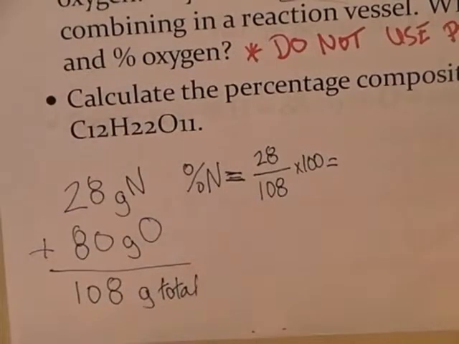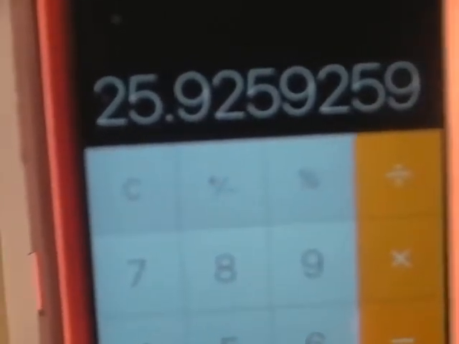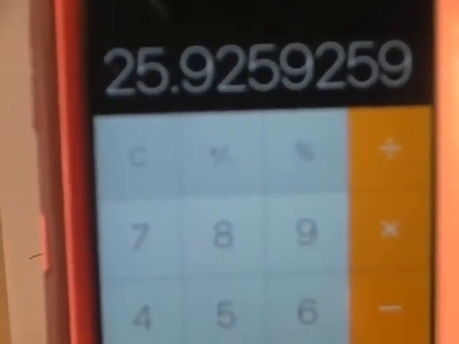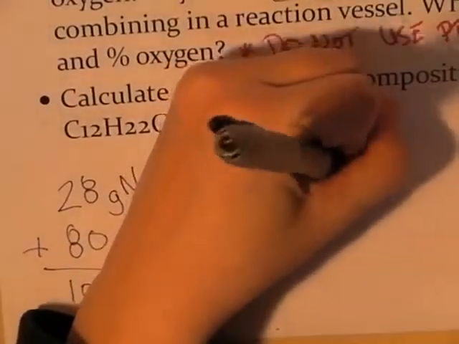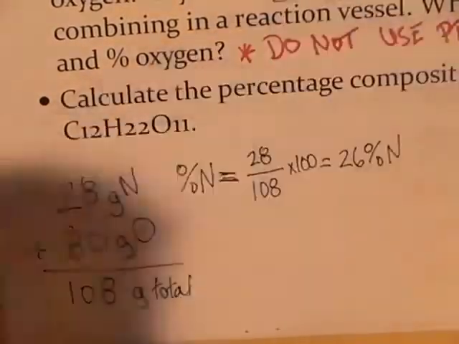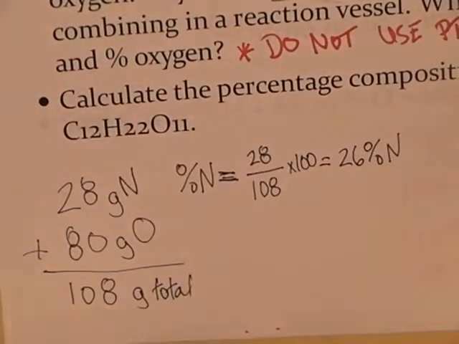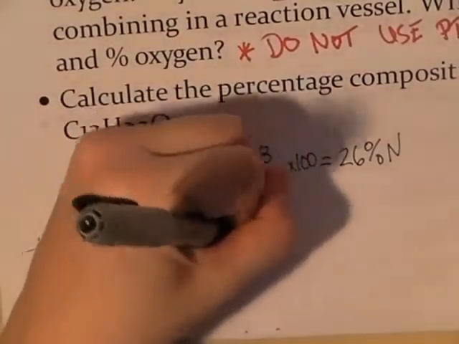So if we do 28 divided by 108 times 100, sorry, I'm getting my calculator out. 28 divided by 108 times 100. Remember, don't keep any past the decimal. So this is what my calculator is telling me. But I can't keep any numbers after the decimal, so I have to round it to the nearest whole number. So what would that round to? Hopefully you are saying 26% nitrogen.